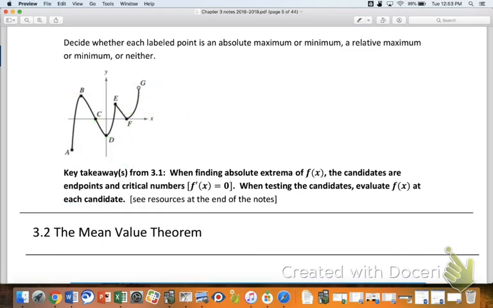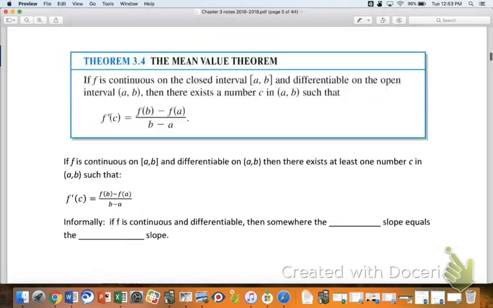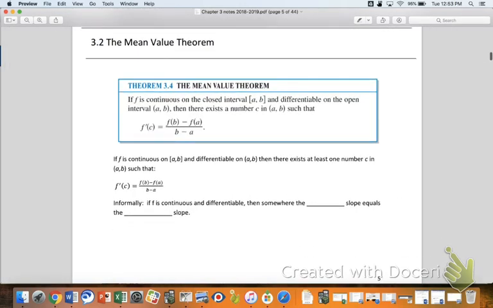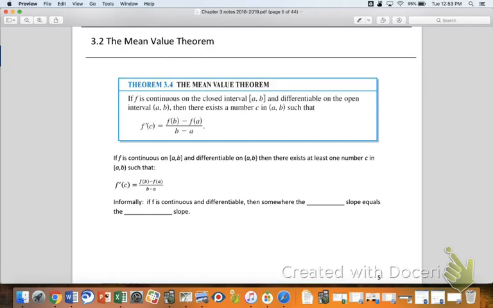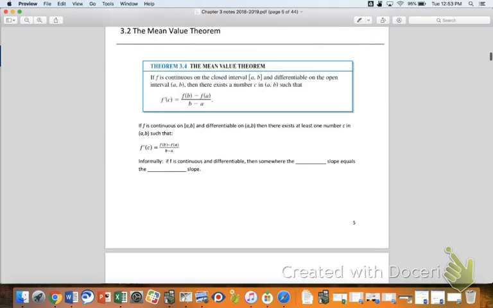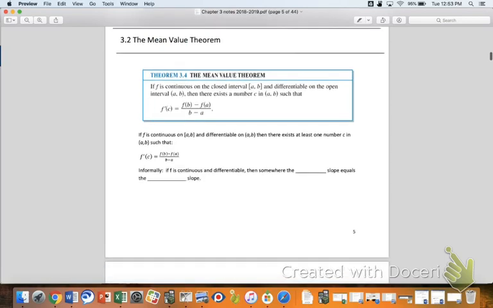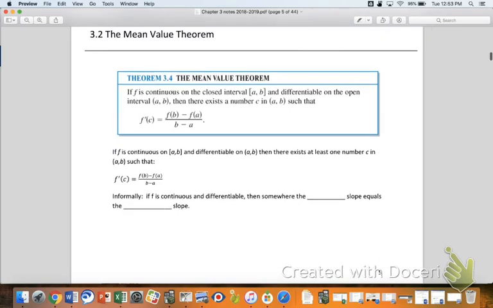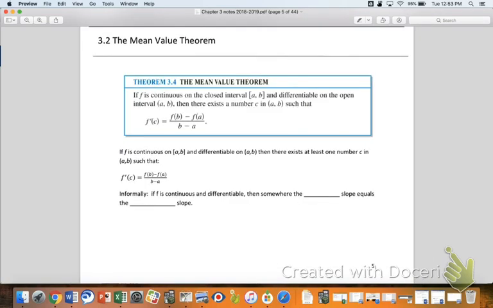Okay, so the mean value theorem, here it is. So this was the speed trap project. We're going to math this up a little bit, and I'm going to refer back to that speed trap project a lot. We're going to draw some pictures, and I hope it's going to go really, really well. So here we go.